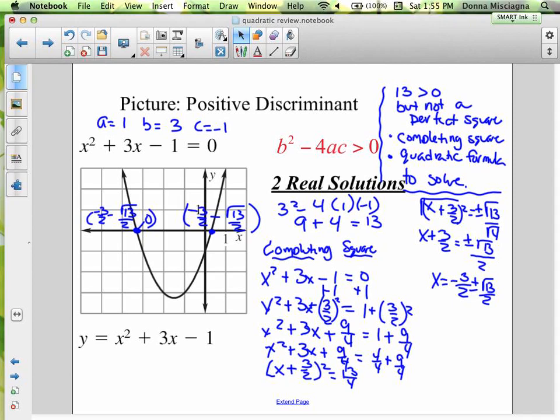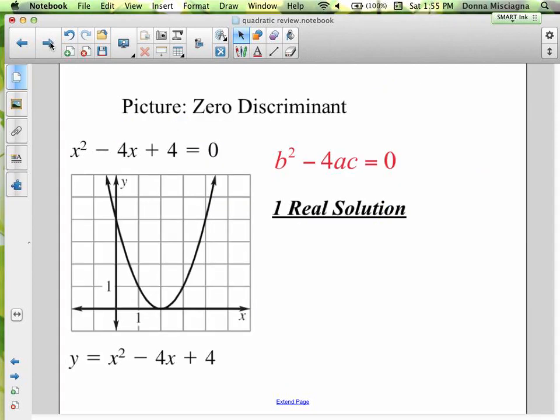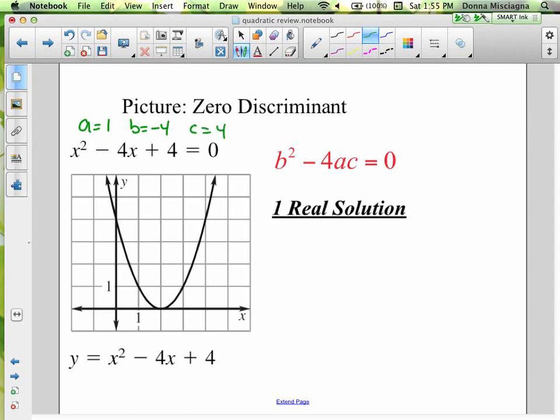Let's look at the next one. This is just a little extra stuff that's not in your notes. So this one here, let's find our discriminant. Our a is 1, b is negative 4, c is positive 4. So we have negative 4 squared minus 4 times 1 times 4. That would give us 16 minus 16. That's 0.